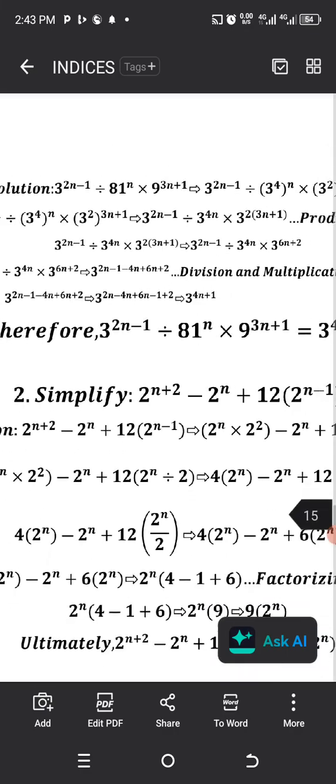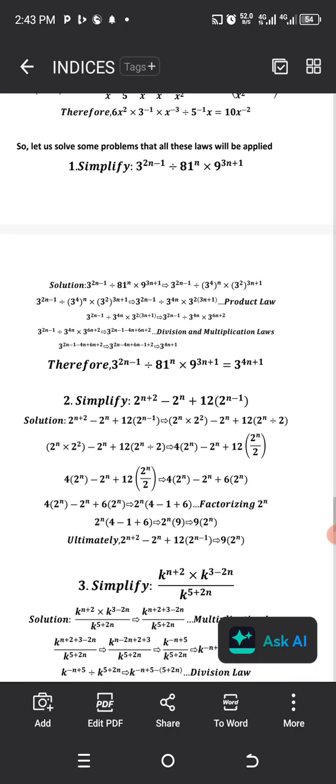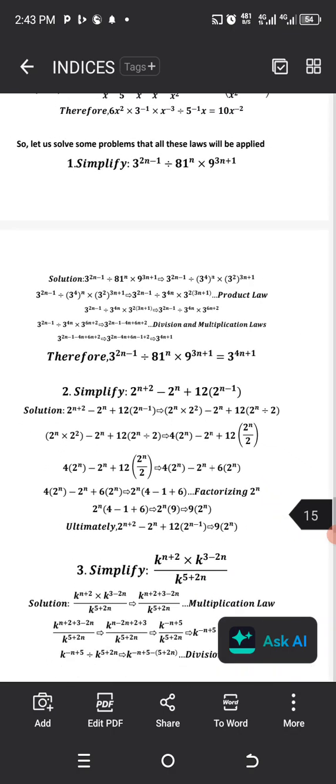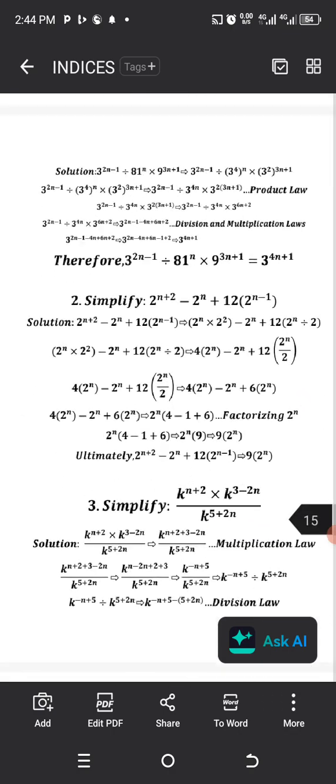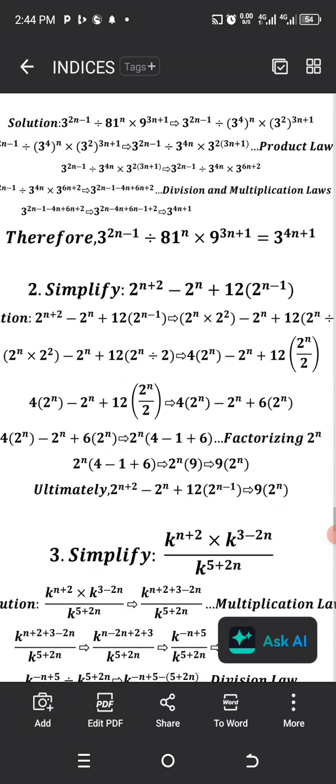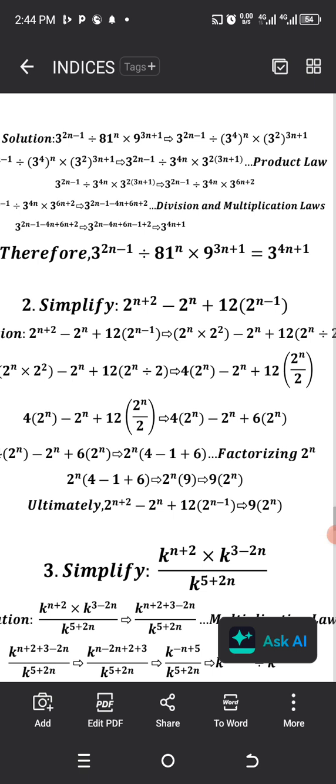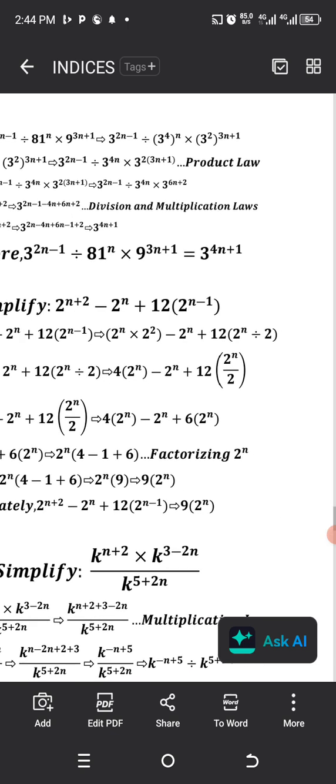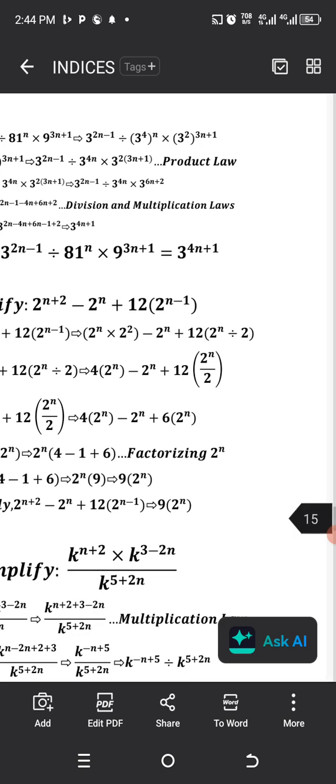And the second example, let me zoom out again. So that is the solution for question 1. And question 2, follow the same procedure. You first split them, separate the one with power of n and the one with natural number power. So 2n plus 2 has been changed to 2 raised to power n multiplied by 2 raised to power 2, which is equivalent to 2 raised to power n plus 2. And we have minus 2n plus 12, and 2 raised to power n minus 1 has been changed to 2 raised to power n divided by 2.